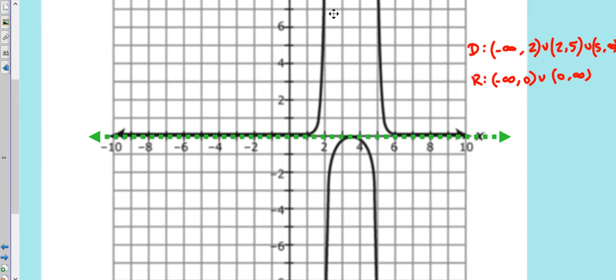And let me put these other asymptotes on there like we should have had from the start. We have one here, and we also have the other right there.